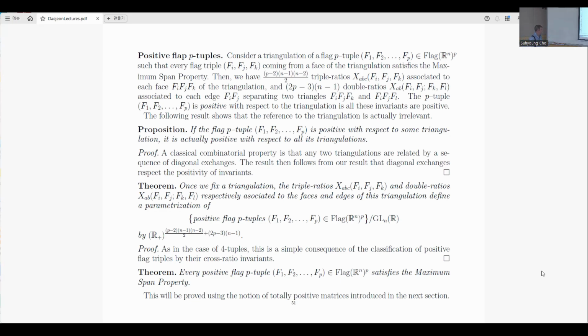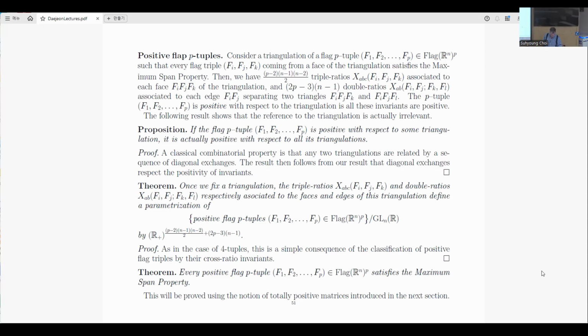And then theorem: every positive flag p-tuple satisfies the maximum span property. Okay, so if you remember, we had snakes, we had stingrays. Well, perhaps here P is getting bigger. So to understand what's happening, we could get two-dimensional stingrays, I don't know exactly what they are, or P minus one dimensional stingrays. But that's too hard. So we will see a proof using totally positive matrices. And that's the next slide.